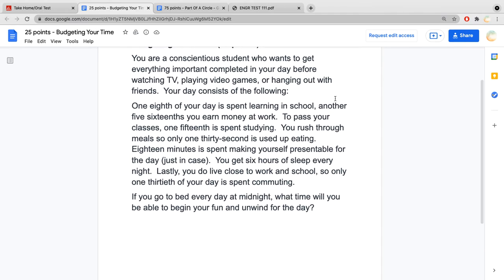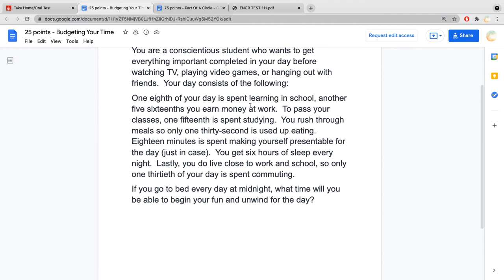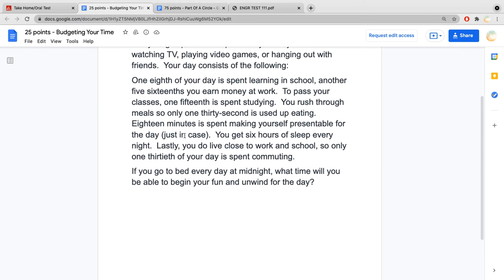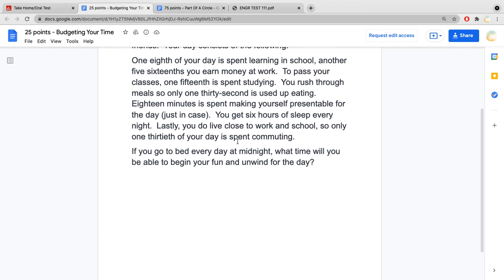1/8 of your day is spent learning in school, another 5/16 you earn money at work. To pass your classes, 1/15 is spent studying. You rush through your meals, so only 1/32 is used up eating. 18 minutes is spent making yourself presentable for the day, and you get 6 hours of sleep every night. Lastly, you do live close to work and school, so only 1/30 of your day is spent commuting.